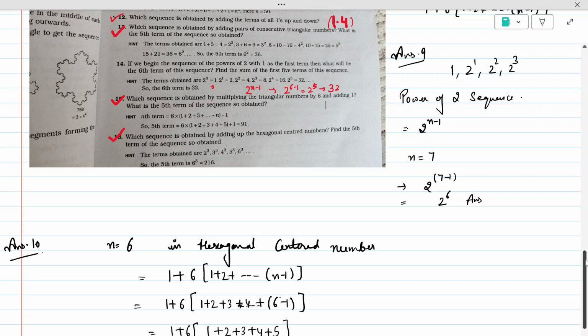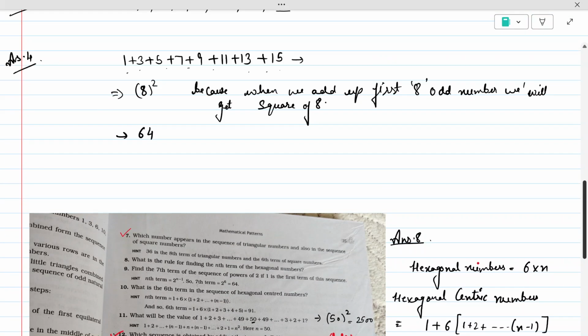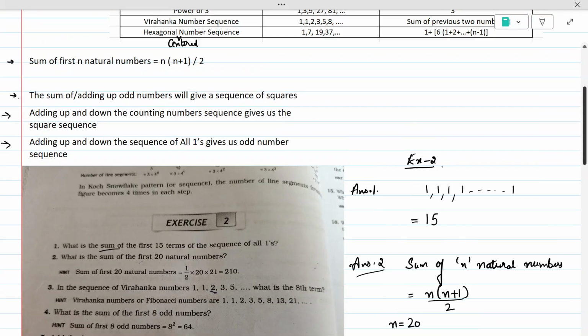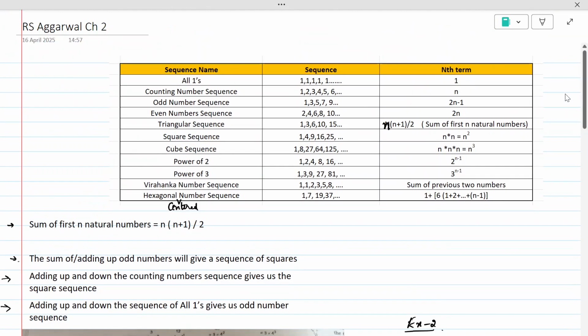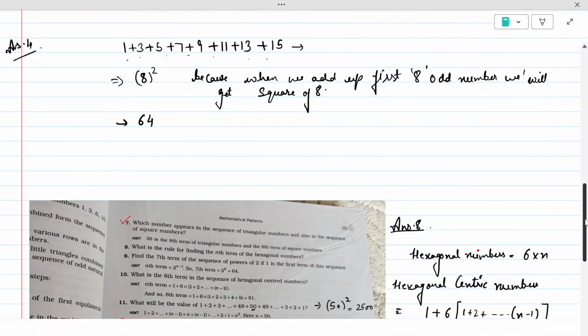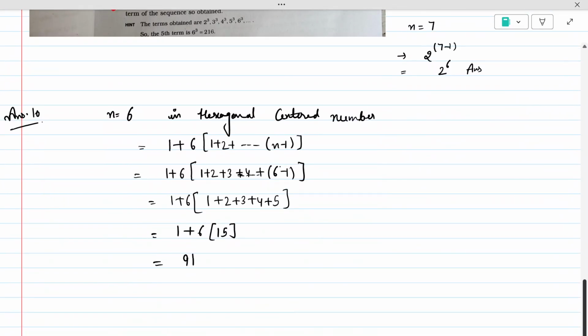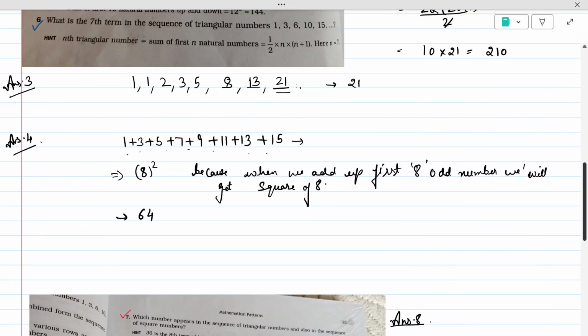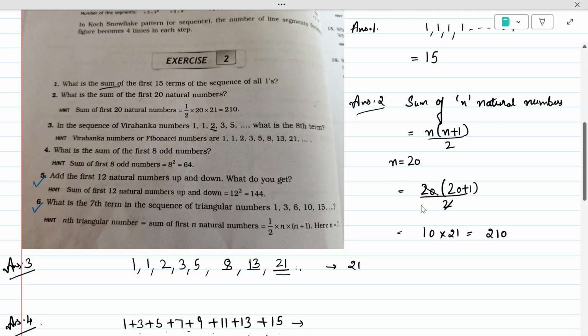So this brings us to the end of this chapter from both the books. So what I need from you all is just practice it, go through the sequences, go through how to derive the nth terms, go through how the various sequences are related to each other, so that if a question based on one sequence is given, we can easily derive the answer if it is related to any other sequence quickly, like what we have done for squares here.